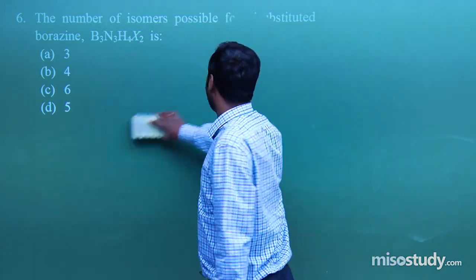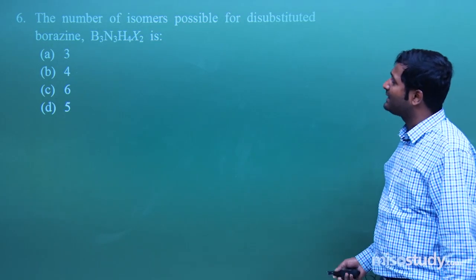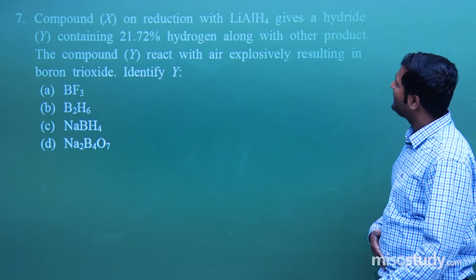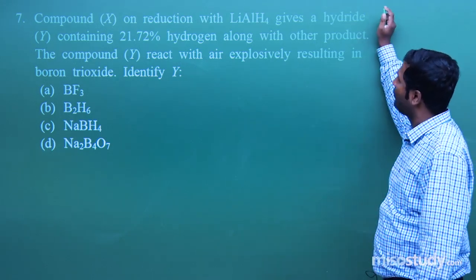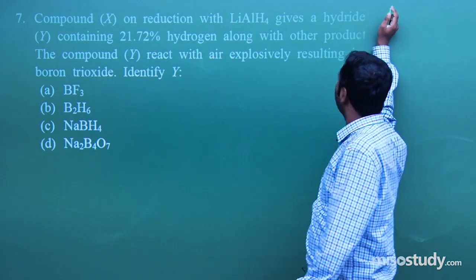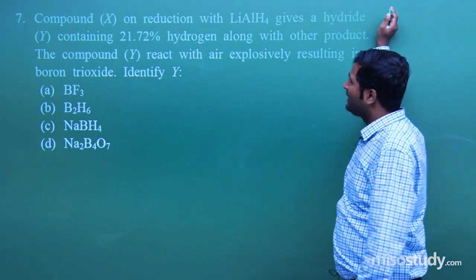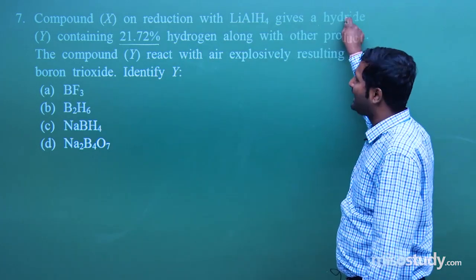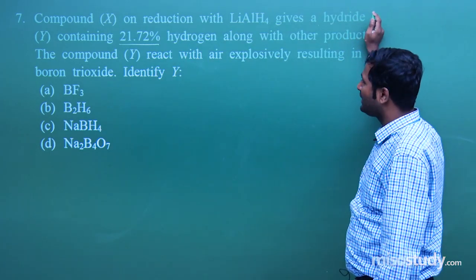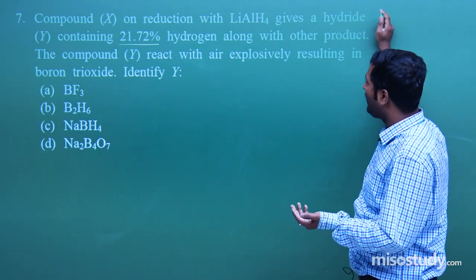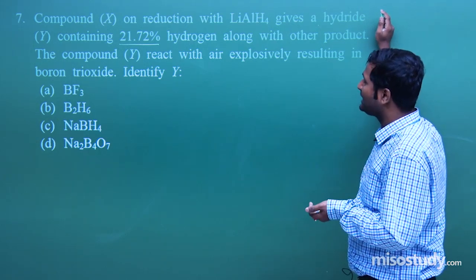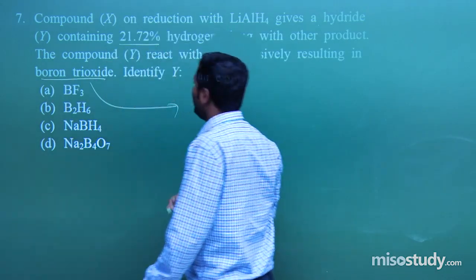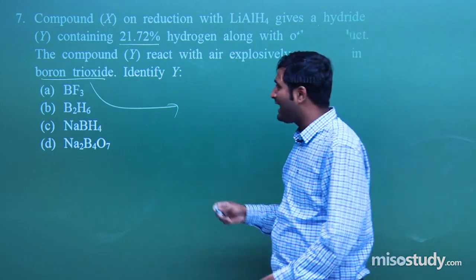Clear? Now I'm going to rub this part and we'll discuss the next part of the question. Look at compound X: on reduction with LiAlH4, lithium aluminum hydride, it gives a hydride containing 21.72% hydrogen along with other product. The compound Y on reaction with air results in boron trioxide, then definitely it can easily be calculated.